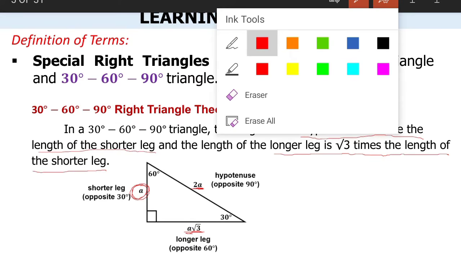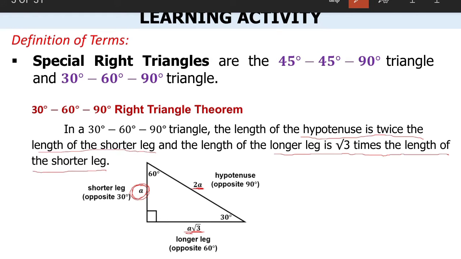So let's say, for example, let's give a value. What if your A is 2? What is your hypotenuse? Your hypotenuse is 2A, so this will be 2 times 2. So your hypotenuse is 4. How about the longer leg? Again, your A is 2, so it is 2 times square root of 3. So your longer leg is 2 square root of 3, your shorter leg is 2, and your hypotenuse is 4. So did you get it, class? I hope so.